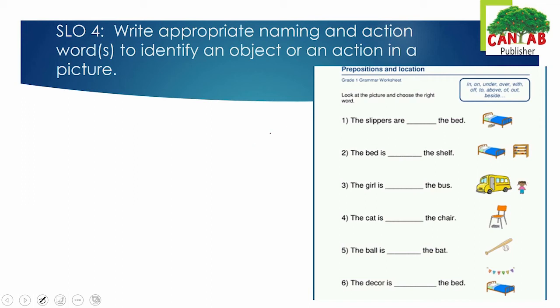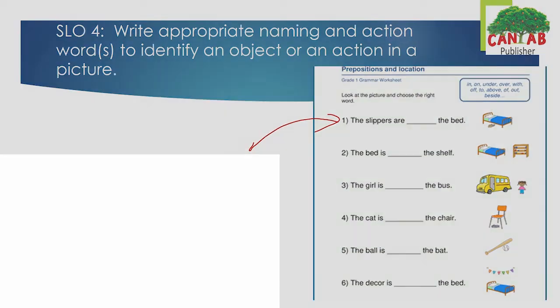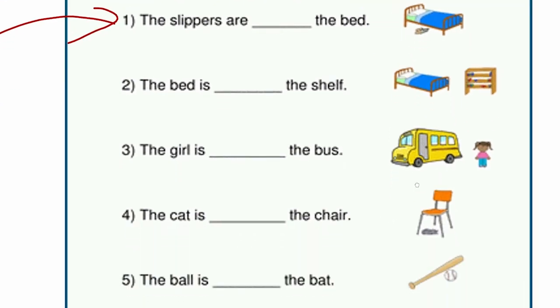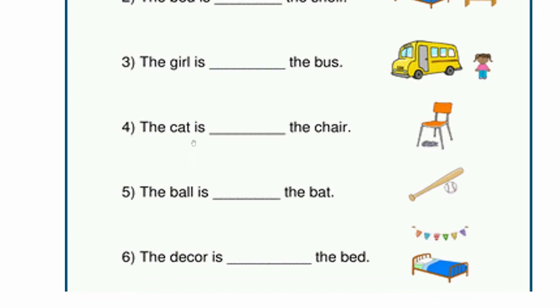The slippers are dash the bed. Let me zoom the picture for you so that you can have a look at it. The slippers are dash the bed. The bed is dash the shelf. The girl is dash the bus. The cat is dash the chair. The ball is dash the bat. The decor is dash the bed.